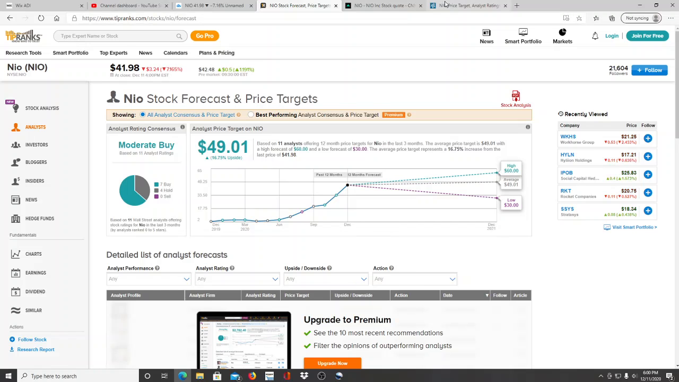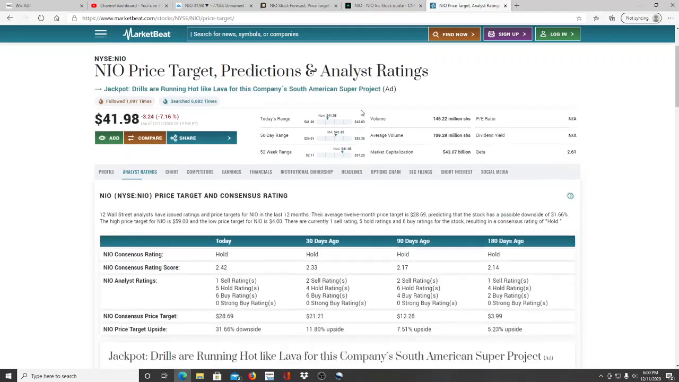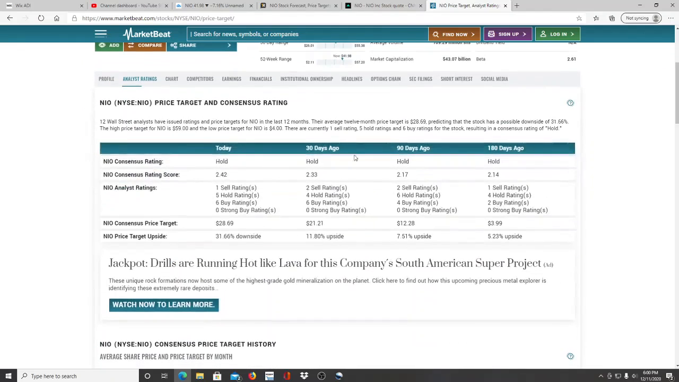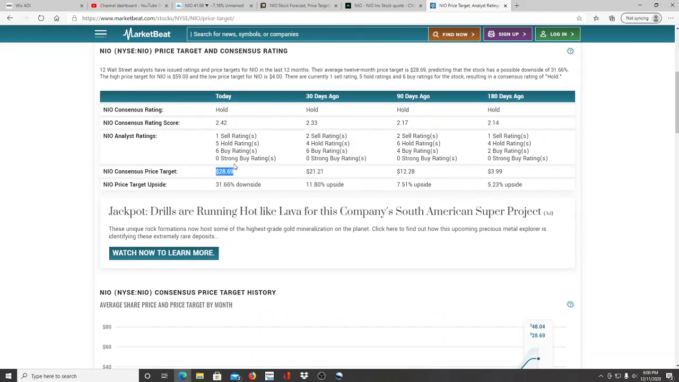Now the next one, I'm going to jump to this one. This is here at MarketBeat, and you can see that it's showing a hold based off of today, but they're saying it's going to the downside by 31% from where it's at right now, about $28.69. That's the 12-month forecast, and right now there's 1 sell rating, 5 hold, and 6 are saying buy.